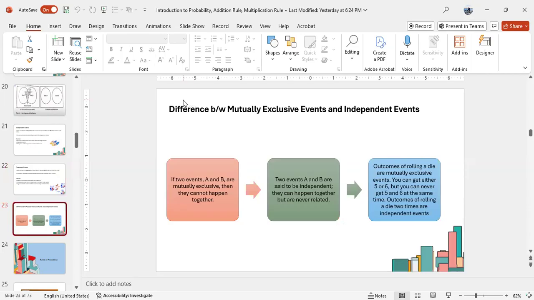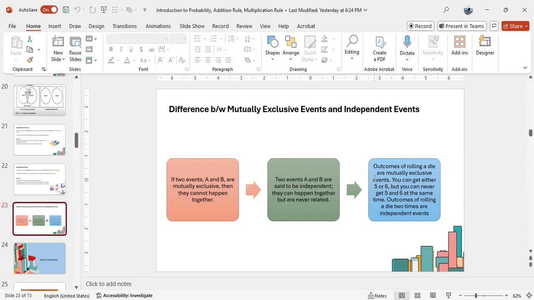Difference between mutually exclusive events and independent events. If two events A and B are mutually exclusive, then they cannot happen together. Two events A and B are said to be independent if they can happen together but are never related to each other.